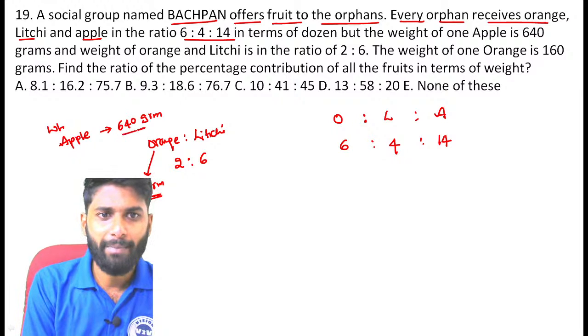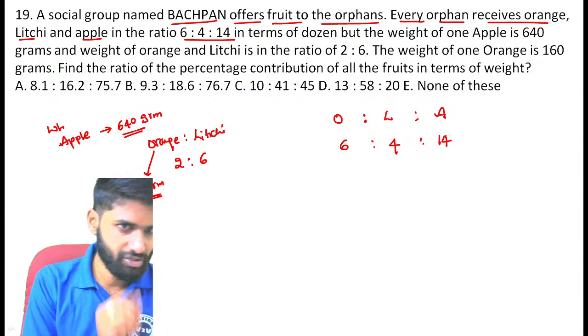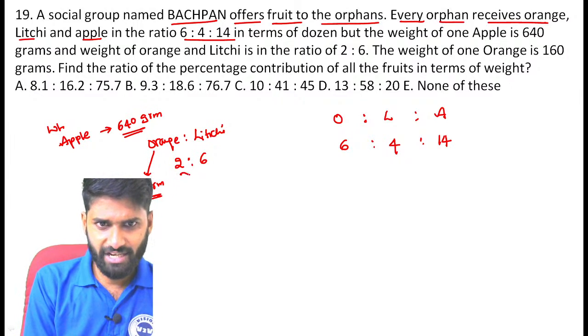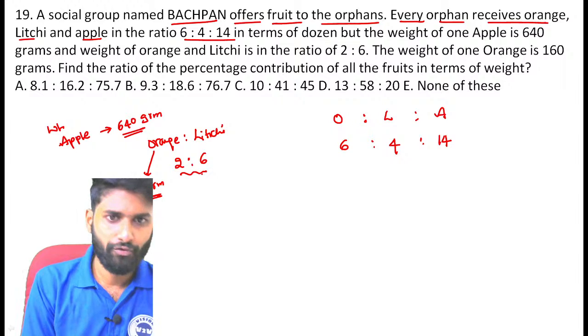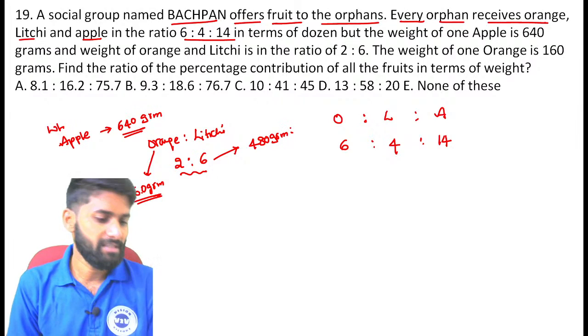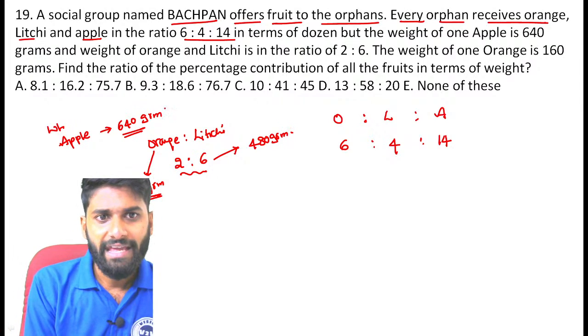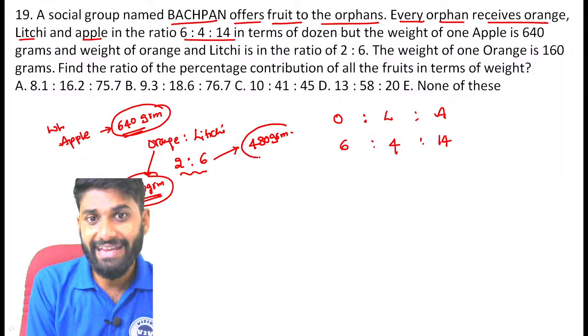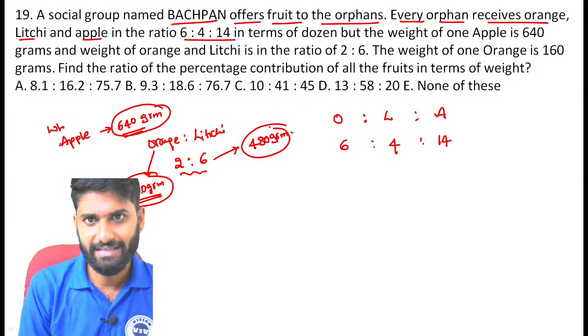Now you already know that the apple weight is equal to 640 grams, that is one apple. One orange is equal to 160. Now here there is a ratio of 2 is to 6, which means 2 units become 160, so each unit is equal to 80, and 6 into 80 means one lychee weighs exactly 480 grams. So that is the most important part. Each apple is 640 grams, each orange is 160, and based on that ratio, each lychee is equal to 480 grams.